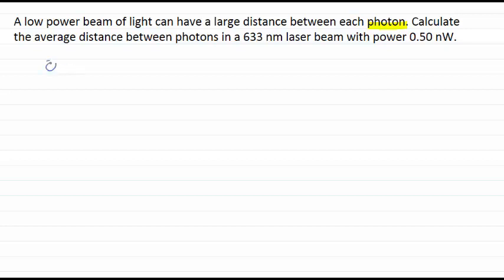Here's perhaps one photon moving along in one direction. Here's another photon in our laser beam moving along. And we're going under the assumption here, and we'll soon find out if our calculation upholds that assumption, that there is some distance between these photons in our beam.